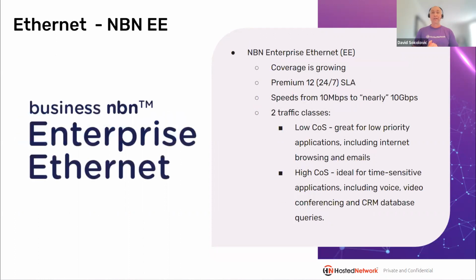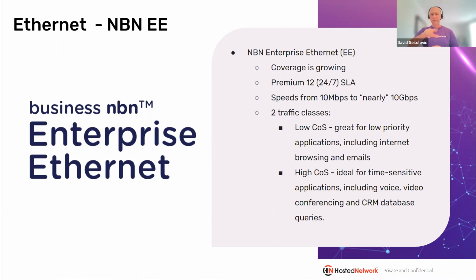The next one we'll talk about is NBN Enterprise Ethernet. Now, Enterprise Ethernet, or EE, is a separate network to their TC4 service. It is their business grade service. It is completely separate. The coverage is growing. It's still a growing network. They do speeds from 10 megabits per second to nearly 10 gigabits per second, and they provide a couple of different traffic classes. With NBN, in terms of quoting, they'll be up front with any extra install fee.